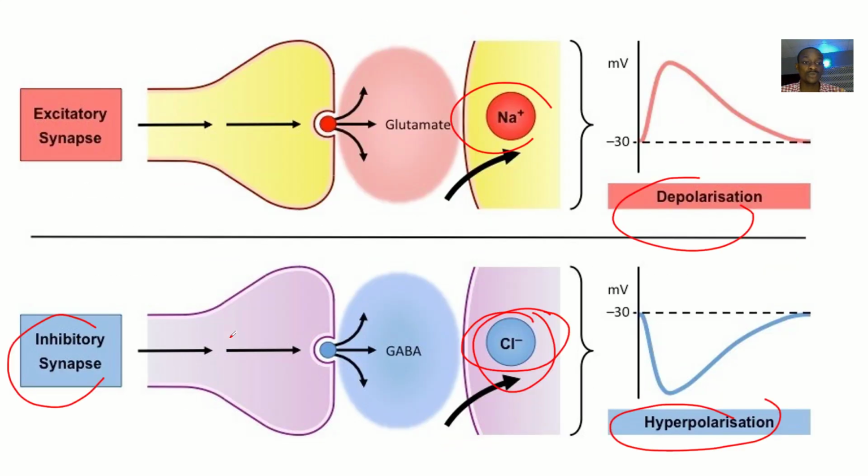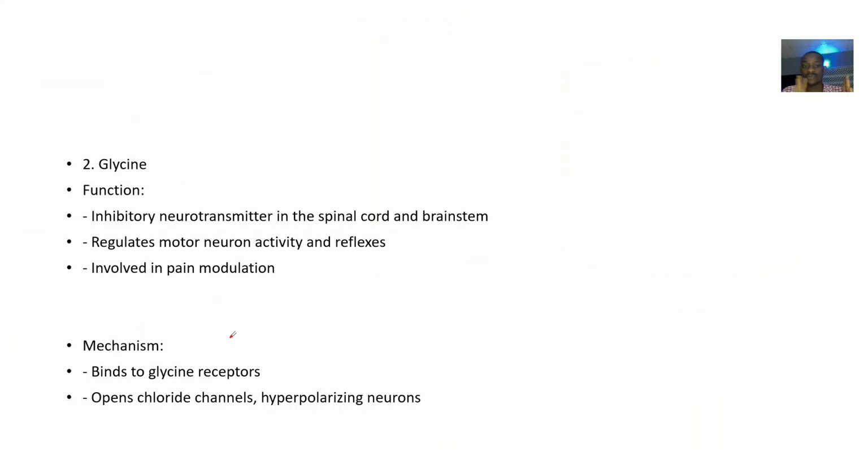All right, then moving to the next one, which is glycine. What is the function of glycine? It's an inhibitory neurotransmitter in the spinal cord and the brainstem. It regulates motor neuron activities and reflexes. It is involved in pain modulation. Back in secondary school, where they are beating us, we would be resisting the cane, all right? Why some people, you just touch them with cane, they will start screaming anyhow, right? So glycine is involved in you being able to resist the cane. In secondary school, you were doing it without knowing what was making you resist the cane, but right now you know, right?